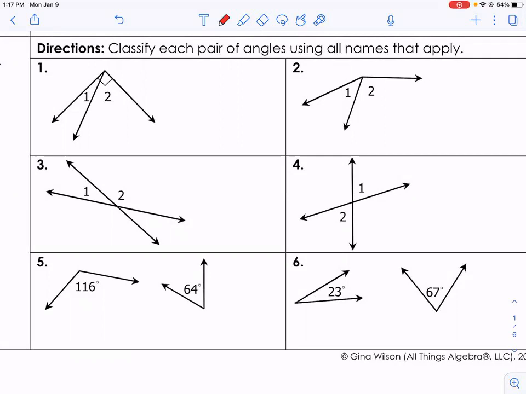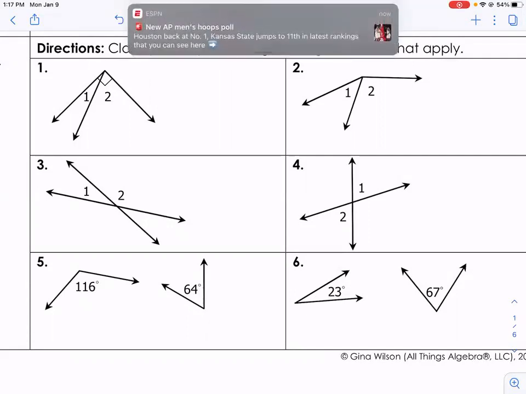Cross, you would just say vertical. This one adds up to 90. Since they're not touching, would they be adjacent? Yeah, they're not touching, so you can't. If the angle is right, complementary.